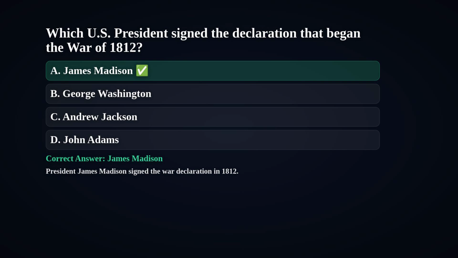The correct answer is A. James Madison. The War of 1812 began after a declaration of war against Great Britain was authorized by Congress and signed into law by President Madison.